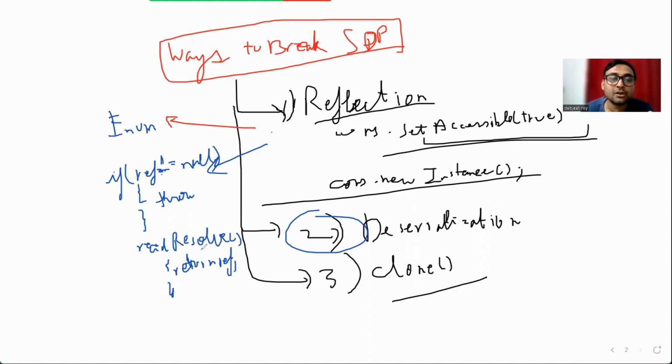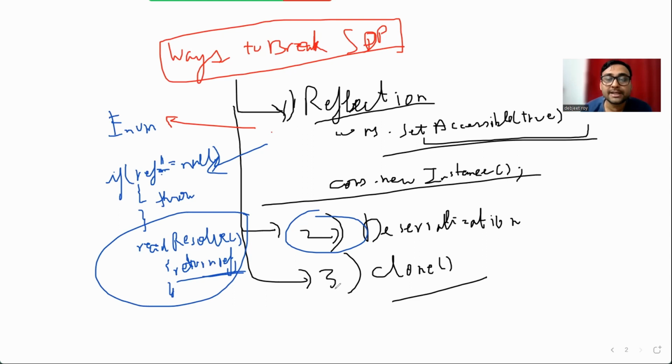So you are basically overriding this readResolve method and changing its implementation by only returning the existing reference value. No new reference will be returned from here. Only the existing reference which is already created will be returned. This way we can solve the problem of breaking singleton using deserialization.